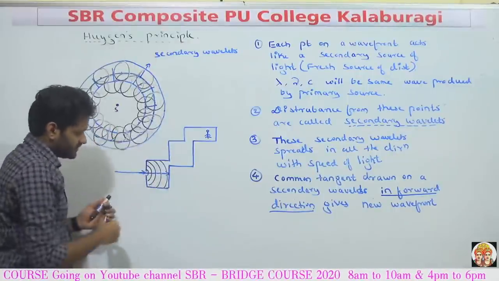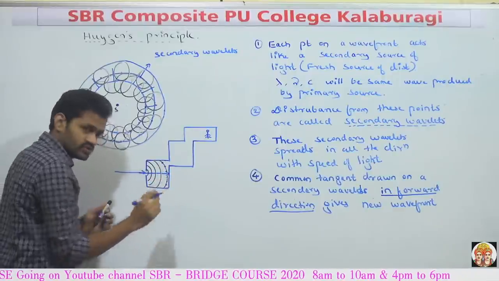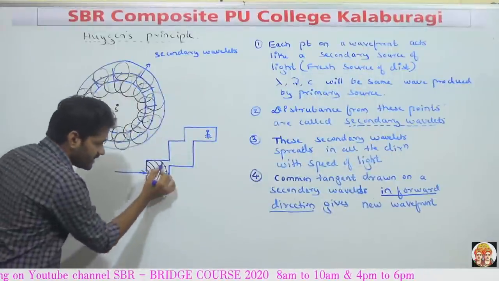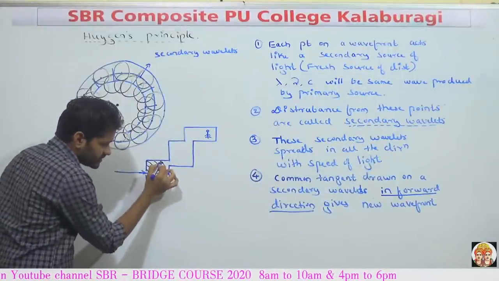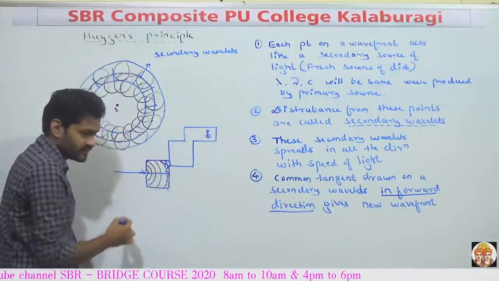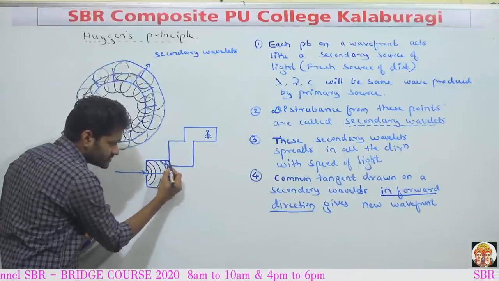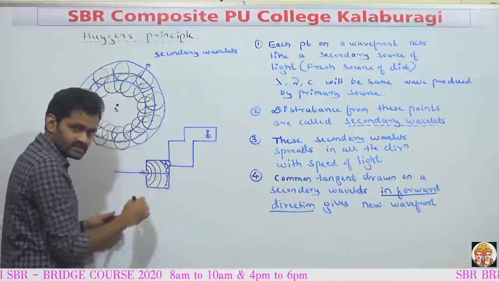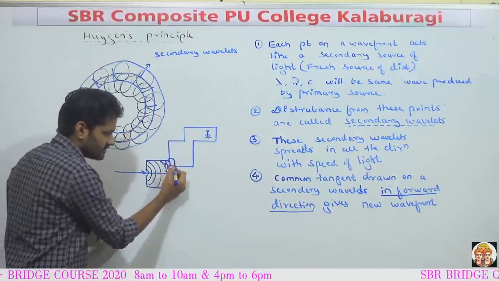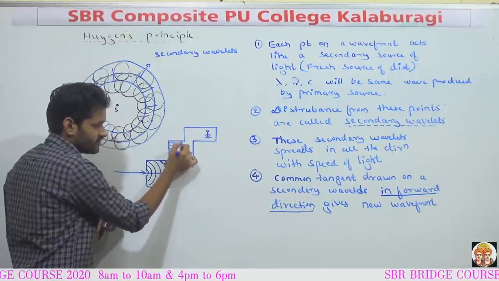According to Huygens, each point on this wavefront will act as what? Source of light, a secondary source of light. Again, these will start producing wavefronts. Again, these points on this wavefront will act as a source of light for the next disturbance. Again, a wavefront will form. Like that, wavefronts will form.